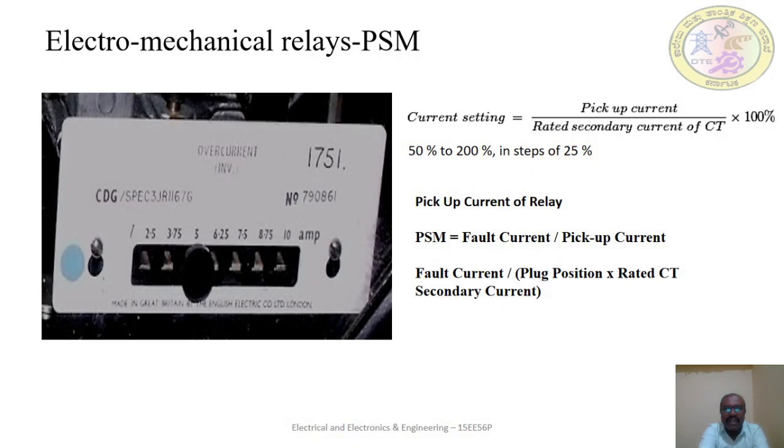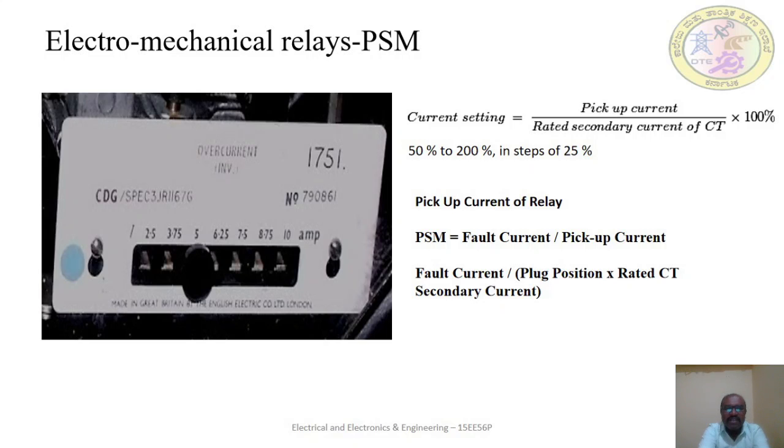In this figure, you can identify the plug is kept at 5. This means the pickup current of the relay will be 5 times the rated CT secondary current. Likewise, if we put the plug at 8.75, then the pickup current of the relay will be 8.75 times the rated CT secondary current.